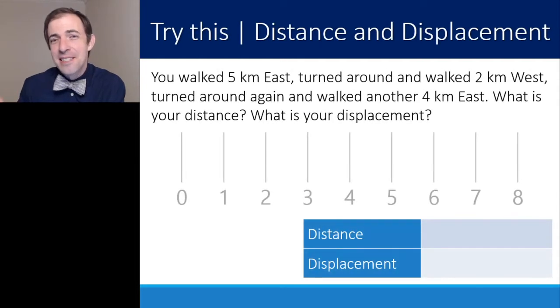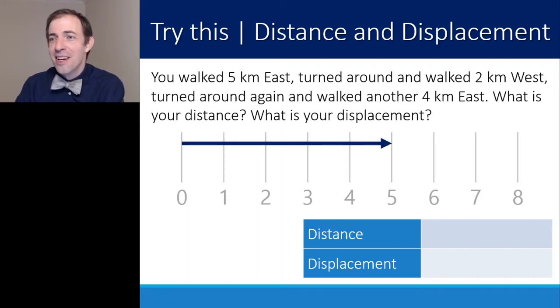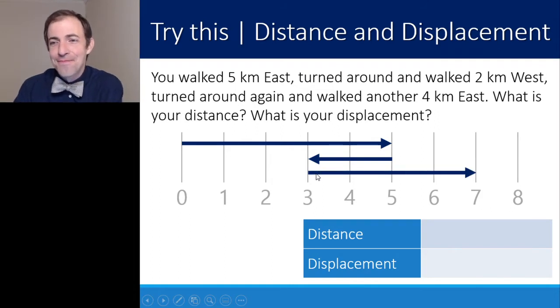We can see this in a simpler form in this example. You walk 5 kilometers east, so something that looks like this. You turn around and you walk 2 kilometers west. So you go back from 5 over to 3. You turn around again and walk another 4 kilometers east. What's your distance? What's your displacement?